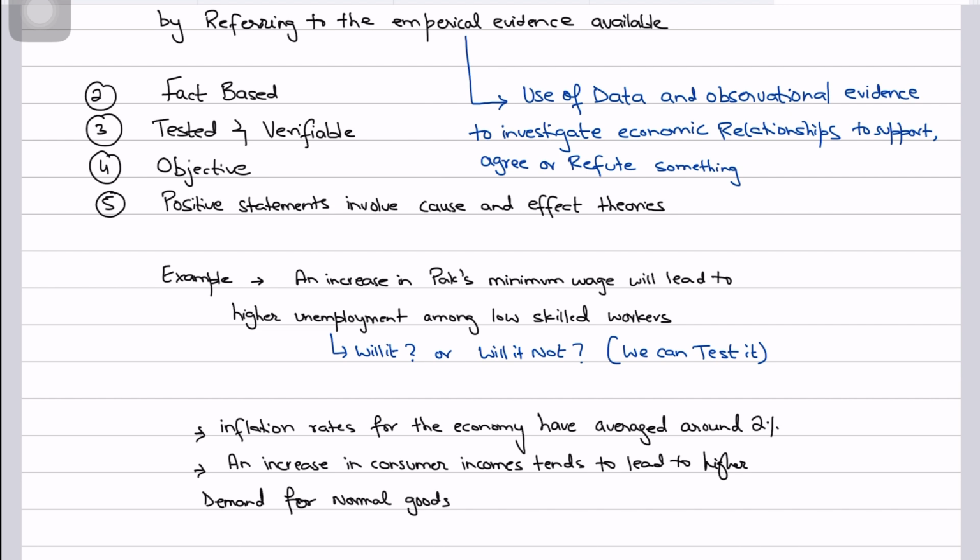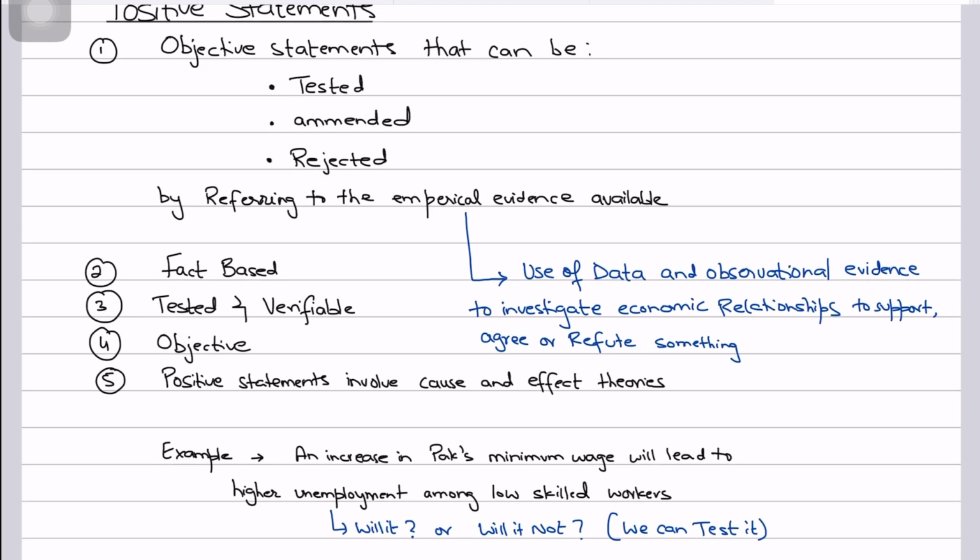So when you're talking about a positive statement, we are referring to positive economic analysis or positive economic judgment. A positive economic statement basically refers to that branch of economics that focuses on describing and explaining an economic phenomenon, based on observable facts and cause and effect relationships.